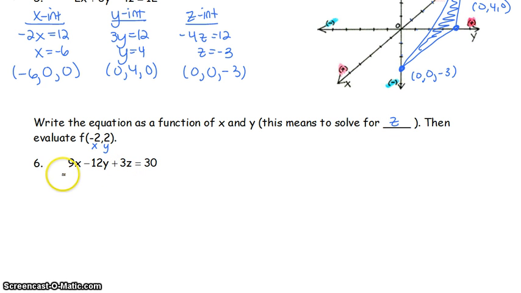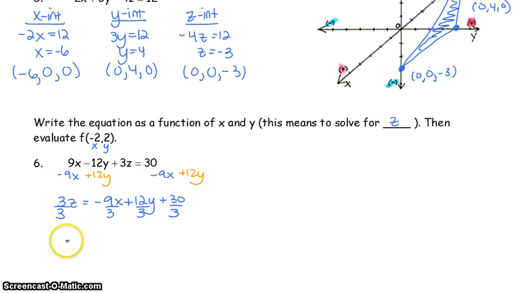So if I want to solve for z, I've got to move that 9x over. I've got to move that 12y over. So now I'm left with 3z equals negative 9x plus 12y plus 30. Then I want z by itself, so divide all three pieces by 3. Z equals negative 3x plus 4y plus 10.